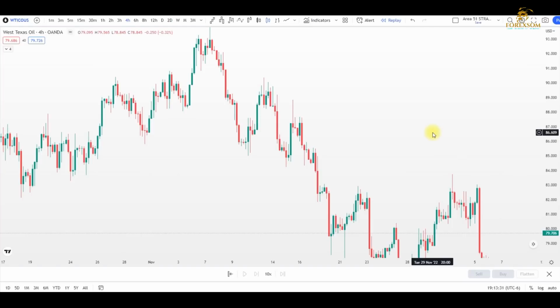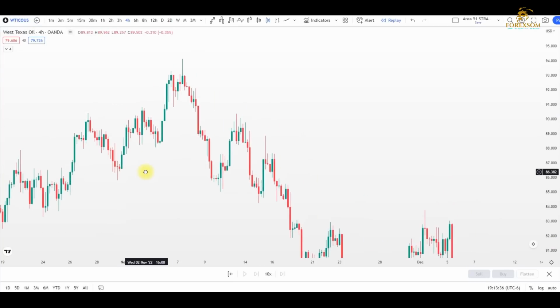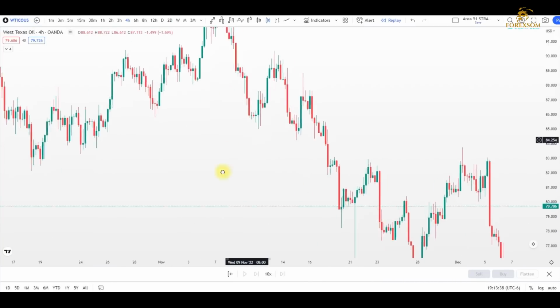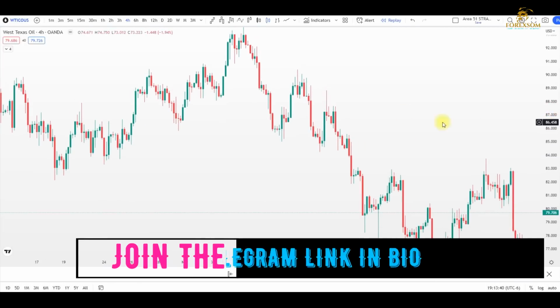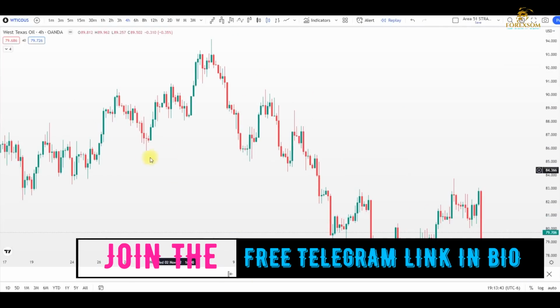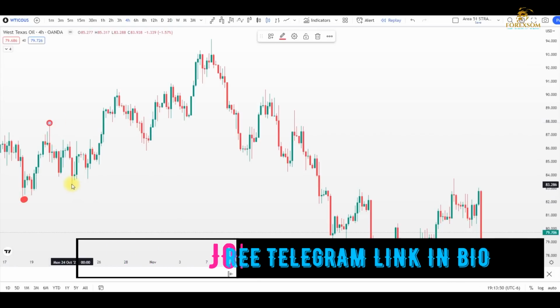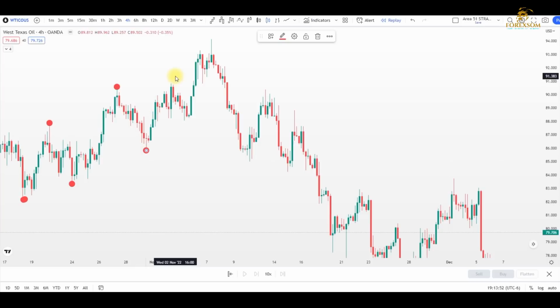Today I'm going to be looking at oil, WTI versus USD. So this is the Texas oil versus USD, and I'm going to use this for trading. Let's say the market here was going up, creating high highs and high lows. Here the market is creating high highs and high lows.